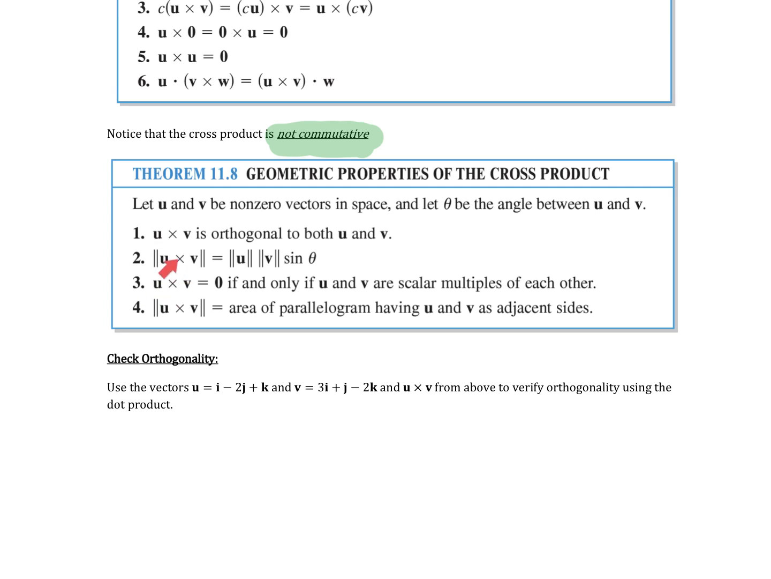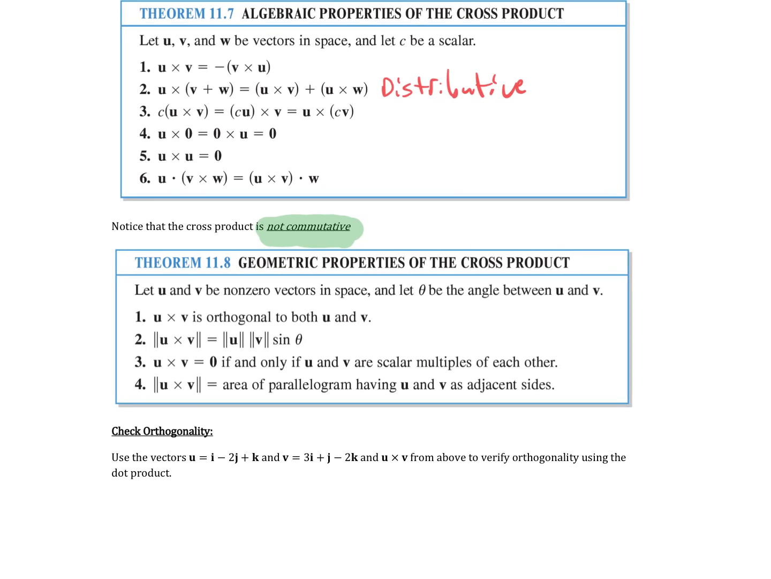Okay? The magnitude of U cross V is the magnitude of U times the magnitude of V times sine theta. U cross V is 0 if and only if these are scalar multiples of each other. Okay, so that's useful to know. If we have 2 vectors, we'll only get 0 if one is just a multiple of the other. Because notice we saw that V cross V, sorry, was 0, or U cross U. Okay, so if they look different but the cross product is 0, that just means one is a multiple of the other. Okay, and there's a little area parallelogram.